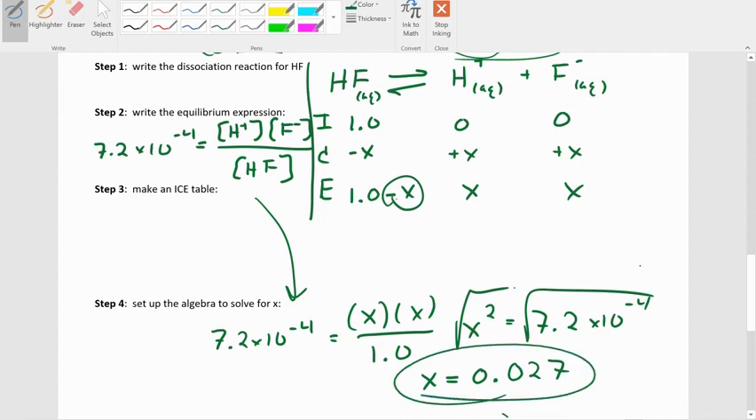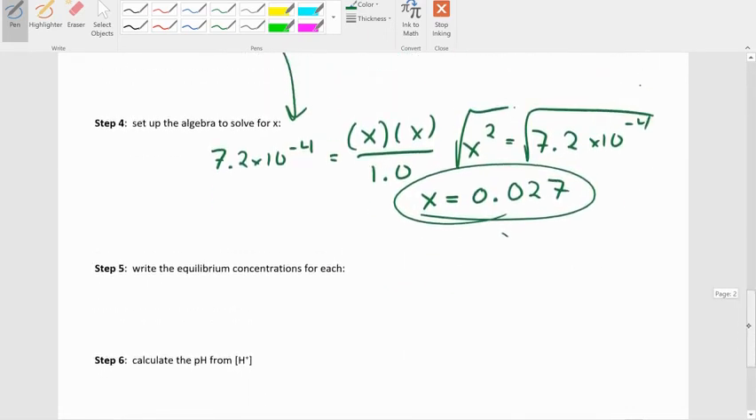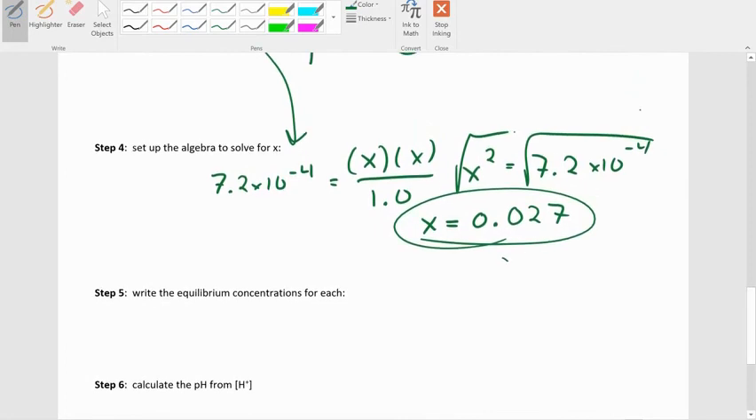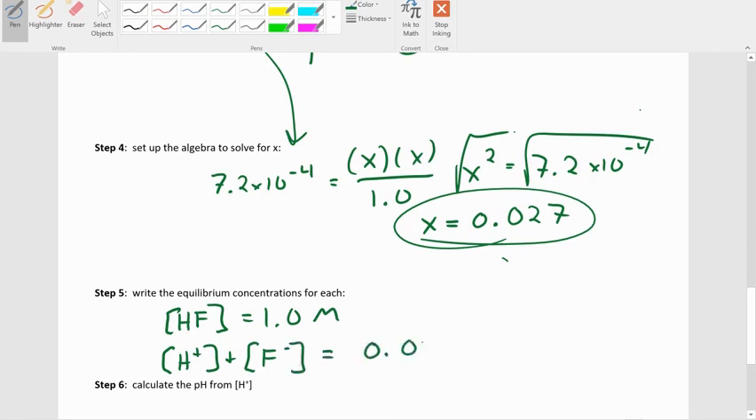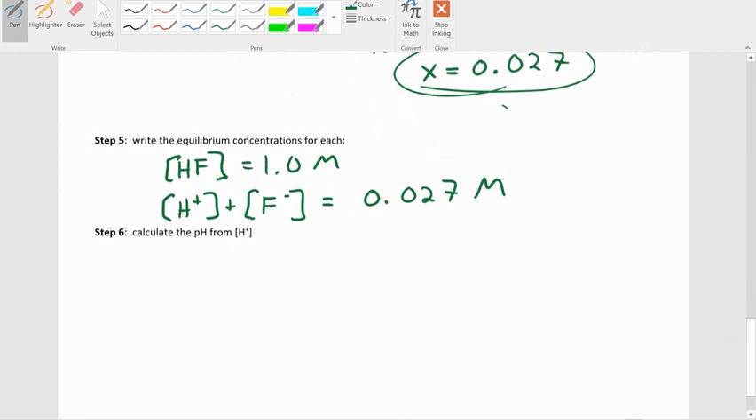So here's what we're going to do. We solved for x, and if we go down, it says write the equilibrium concentration for each. So basically, the concentration of HF is still going to be the same, 1.0 molar, but my concentration of H plus ion and my concentration of F minus ion is going to be equal to x, which is 0.027 molar.